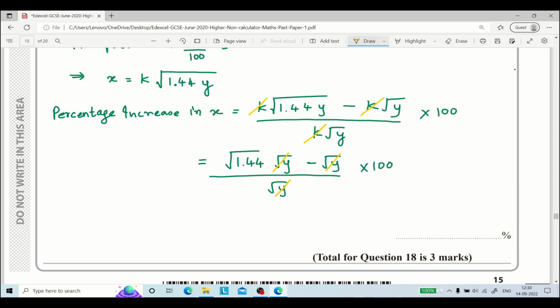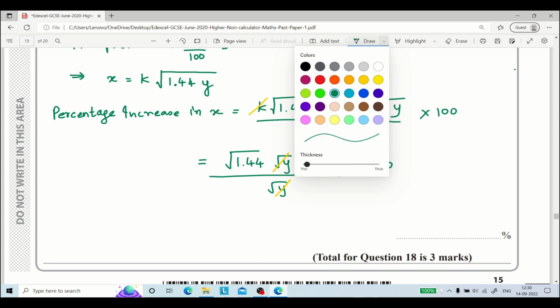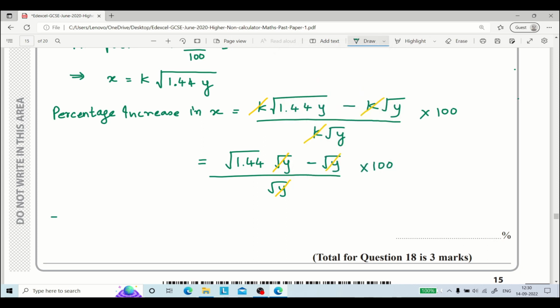So you're just left with, please carefully understand, this is going to be square root of 1.44 minus 1, into 100. What is square root of 1.44? Guess. It is 1.2, because 12 square is 144. So this is going to be 1.2 minus 1 into 100.